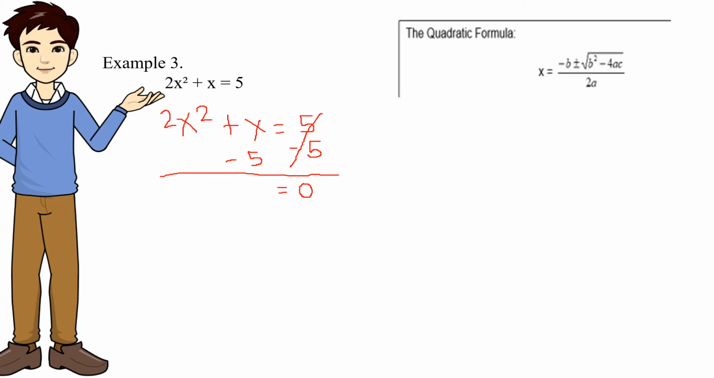Then, bring down natin ang 2x squared plus x minus 5. So this time, our equation is in standard form. Next, let us identify the value of our ABC. So our letter A is 2, then ang ating letter B is positive 1, and the value of letter C is negative 5.